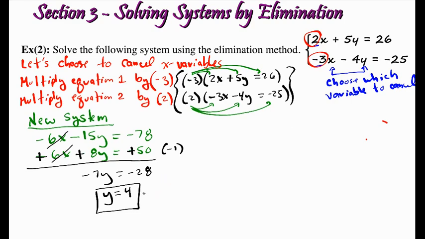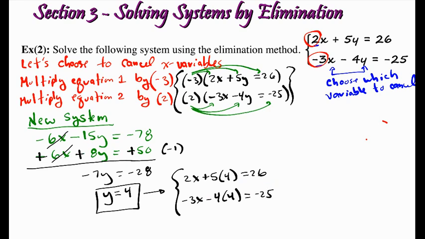And now we can plug this back into the original system and solve for x. So if both x's match when we solve for them, then we have confidence that we've done this correctly. So the top equation becomes 2x plus 20 equals 26. 2x equals, subtract 20 from both sides, and we get 6. And we have x is equal to 3.